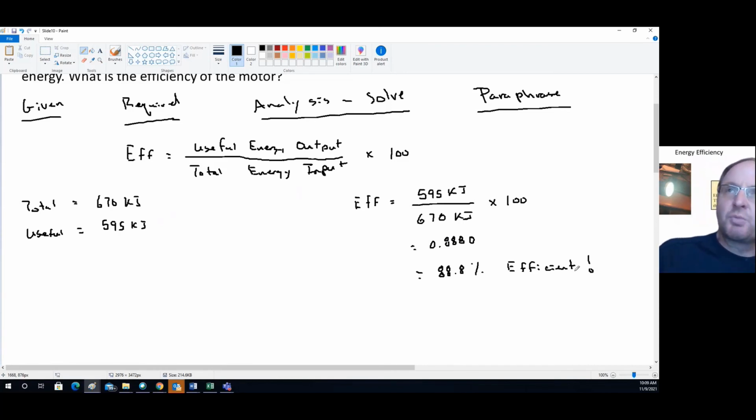Okay, Science 10. There's more practice questions in the note package, and go over these exact ones. Do those ones as well to make sure you've got the process for calculating efficiency.